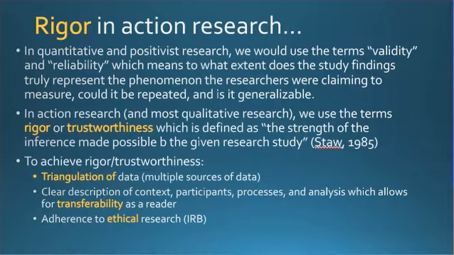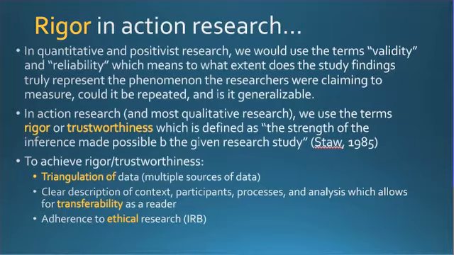Now we need to talk a little bit about rigor in action research. In hard sciences, which are usually quantitative and positivist, which means there's a right or wrong answer, we tend to talk a lot about validity and reliability. It means to what extent do a study's findings represent the phenomenon the researchers are claiming to measure? Could it be repeated? Is it generalizable?